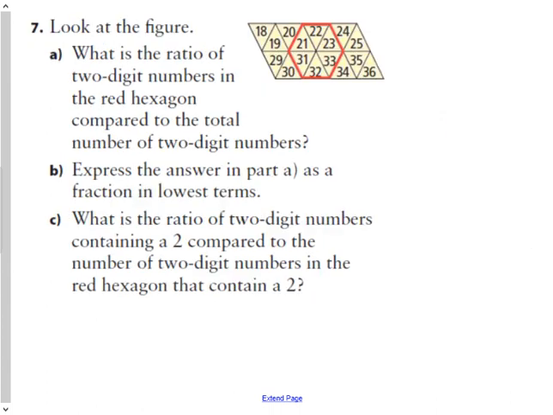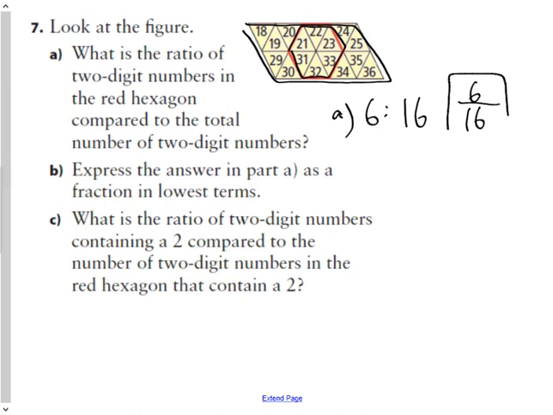Question 7, look at the figure. What is the ratio of 2-digit numbers in the red hexagon compared to the total number of 2 digits? So inside this red hexagon here, we have 6 2-digit numbers. And in the entire parallelogram shape, if we count them up, we have 16. So for A, what's the ratio of 2-digit numbers to total? We could do 6 to 16, but since it's a part to whole, it's probably more appropriate to express it in fraction form, since it is a part to whole ratio and not a part to part.